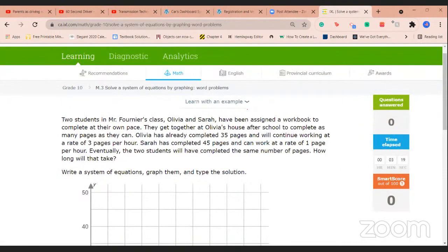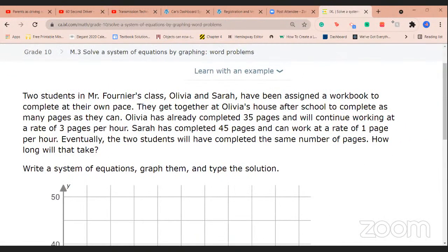So let's do this one together. Would you like to read this? Sure. Two students in Mr. Farnier's class, Olivia and Sarah, have been assigned a workbook to complete at their own pace. They get together at Olivia's house after school to complete as many pages as they can. Olivia has already completed 35 pages and will continue working at a rate of 3 pages per hour. Sarah has completed 45 pages and can work at a rate of 1 page per hour. Eventually, the two students will complete the same number of pages. How long will that take?